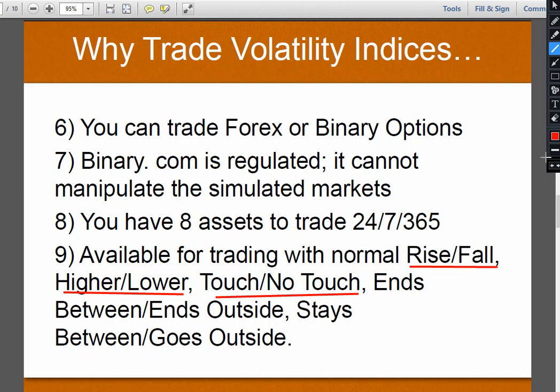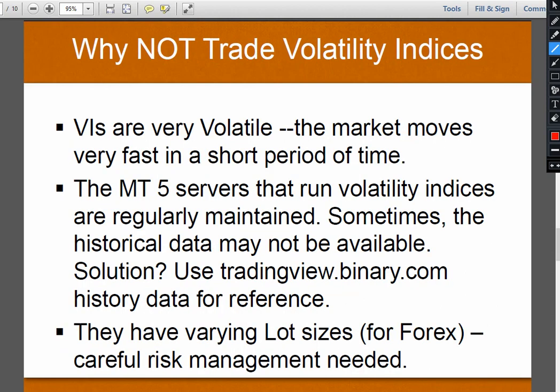Okay, so moving over to the next, after we've seen why we should trade volatility indices, we now need to look at why we may not want to trade this. Why you should not trade volatility indices. These are disadvantages, okay? And you can see they have 3 disadvantages against 8 advantages. But again, trading is not for everybody. So if you think these disadvantages are serious for you, then don't trade. I must tell you in advance, the greatest disadvantage here will affect Forex traders, not binary options traders.